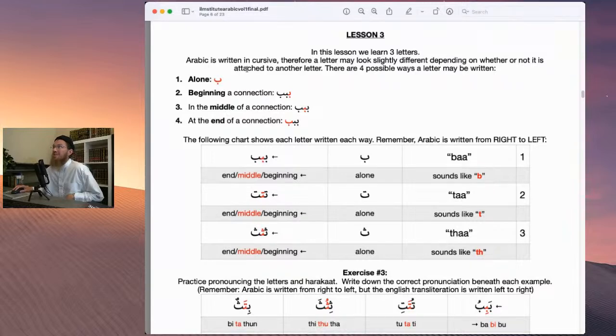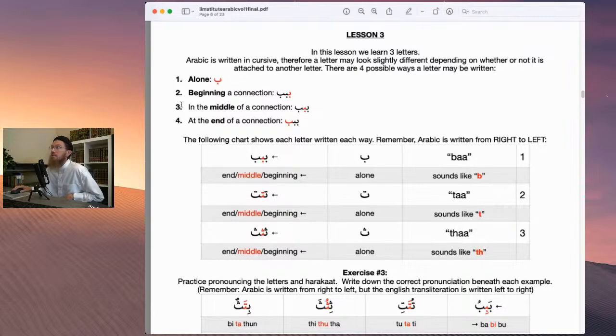Arabic is written in cursive. Therefore, a letter may look slightly different depending on whether or not it is attached to another letter. There are 4 possible ways a letter may be written. Number 1, it might be written alone. So this is the letter ba. We already learned what the letter ba looks like when it's written alone. That's what lessons 1 and 2 used, the letter ba written alone.